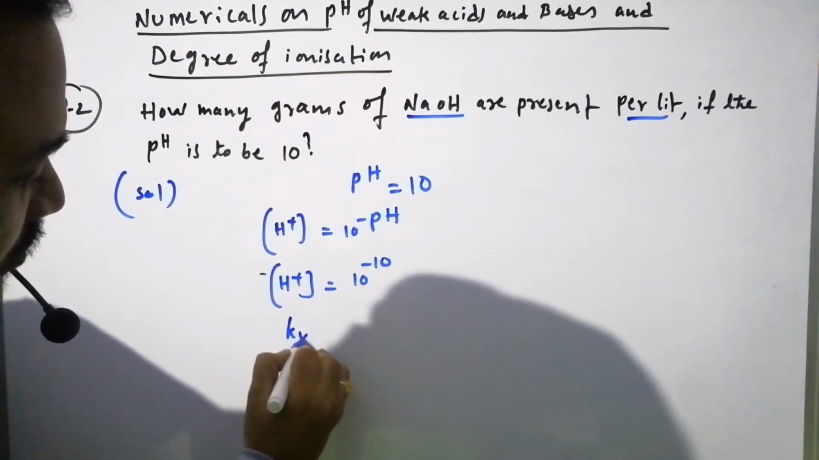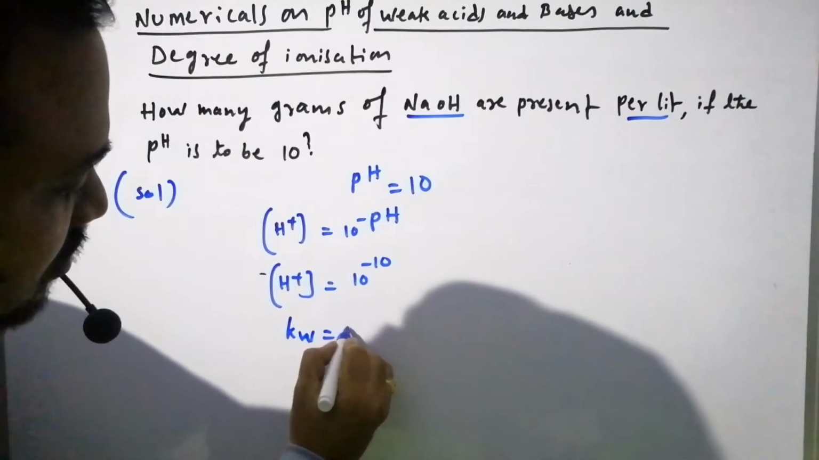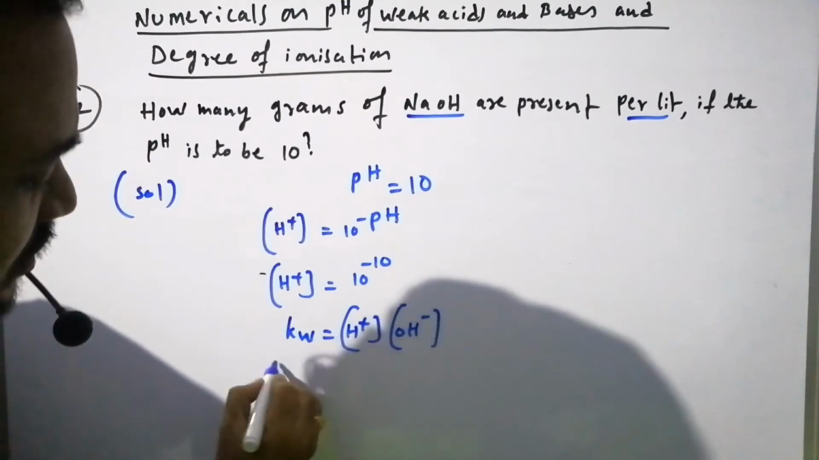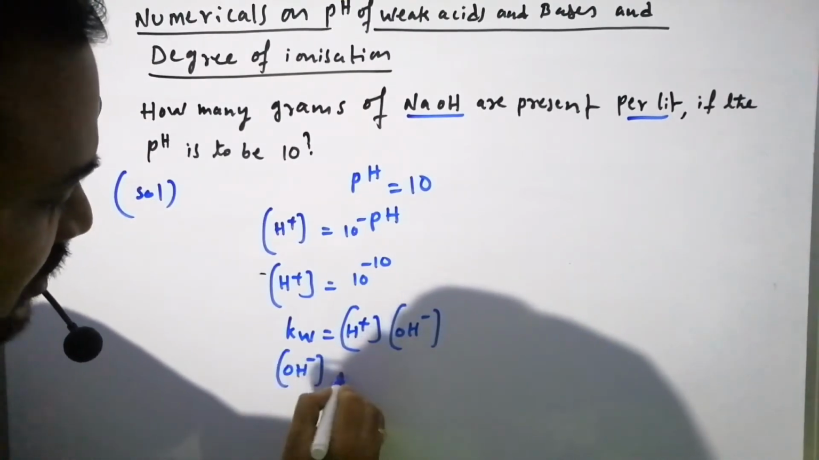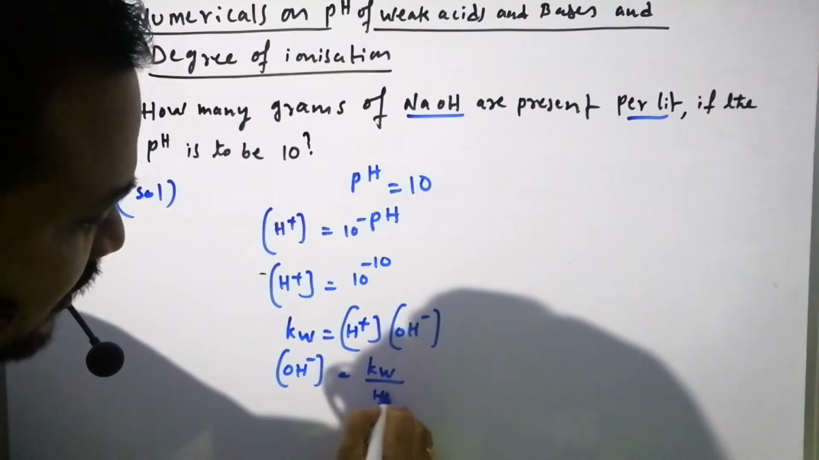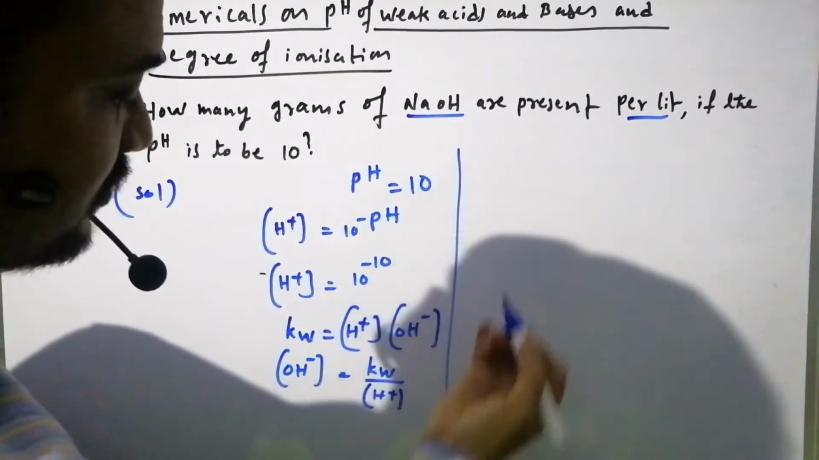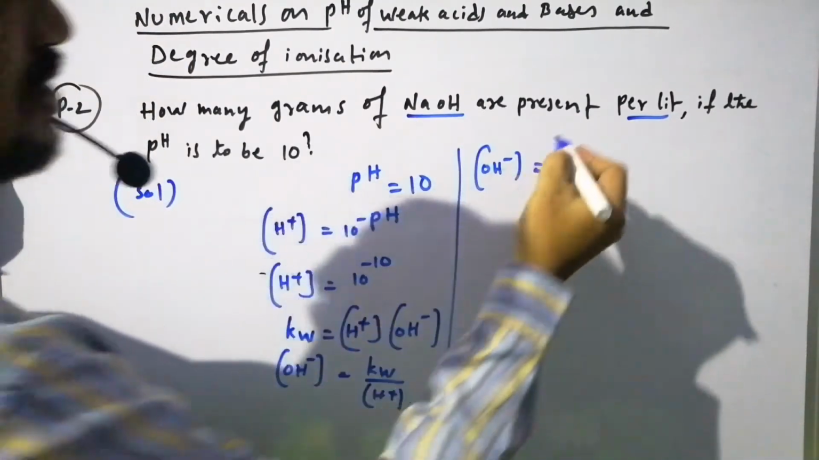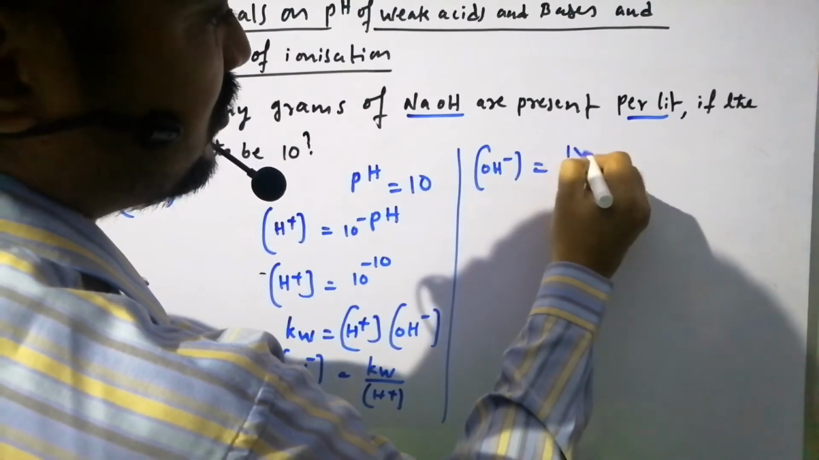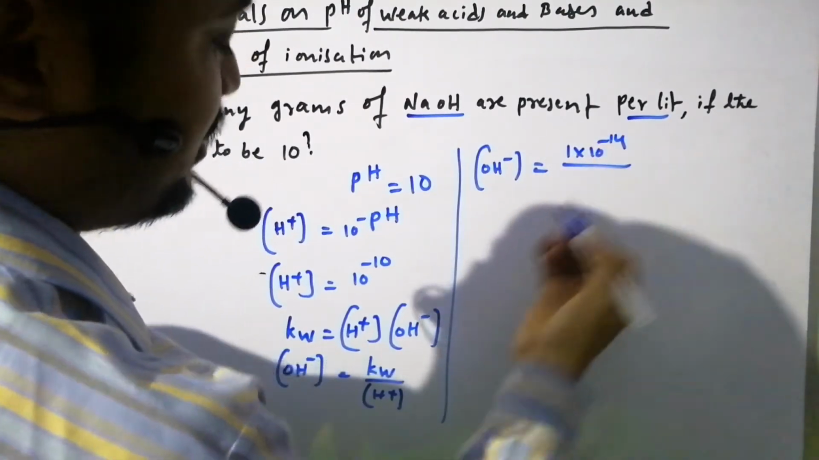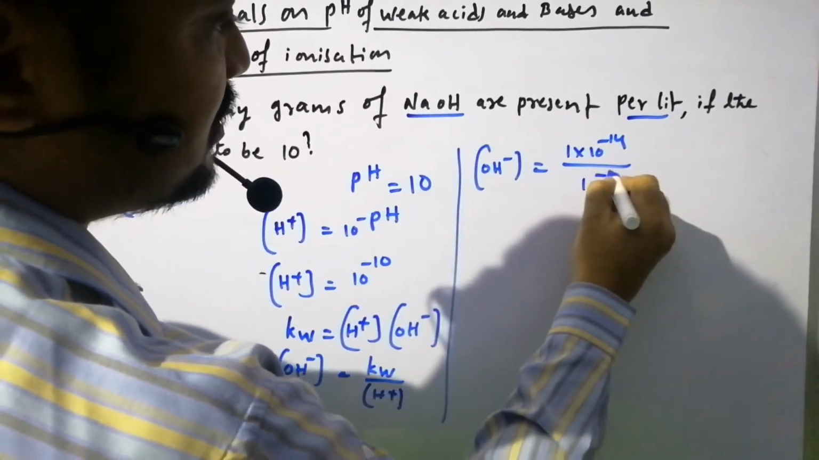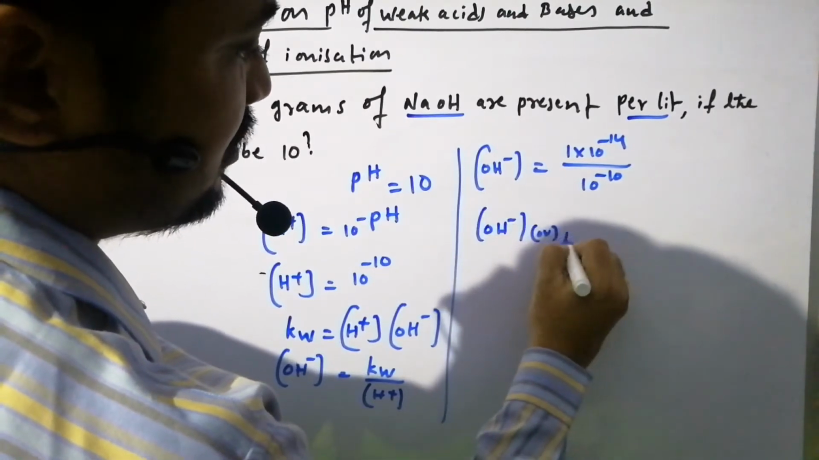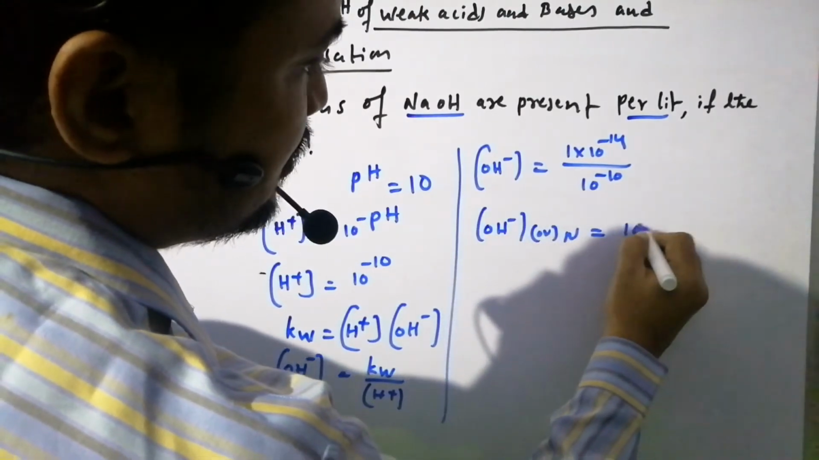Already we know Kw, the ionic product of water, is equal to H plus concentration into OH minus ion concentration. That's why OH minus ion concentration is equal to Kw by H plus ion concentration. So OH minus concentration is equal to Kw, already we know 1 into 10 power minus 14, that is the constant value. Here H plus concentration means 10 power minus 10. So OH minus concentration or normality is equal to 10 power minus 4.